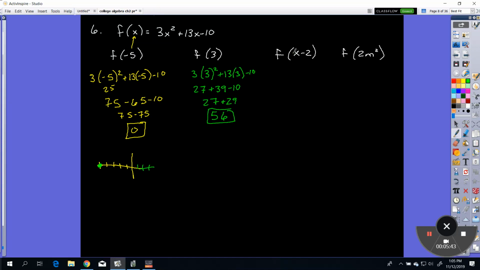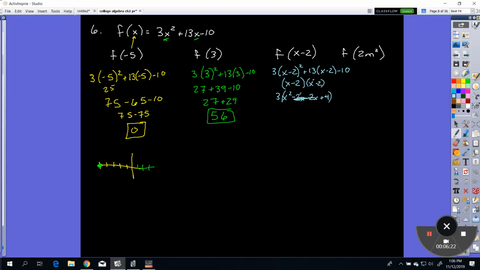Now on part C, it says f of x minus 2. That means I'm replacing all these x's with x minus 2. So I'm going to have 3 times x minus 2 squared plus 13 times x minus 2 minus 10. So x minus 2 squared, we do that first because the order of operations says we do exponents first. So that squared means I have x minus 2 times x minus 2. So x times x is x squared minus 2x minus 2x plus 4. And that's all still going to have 3 distributed into it.